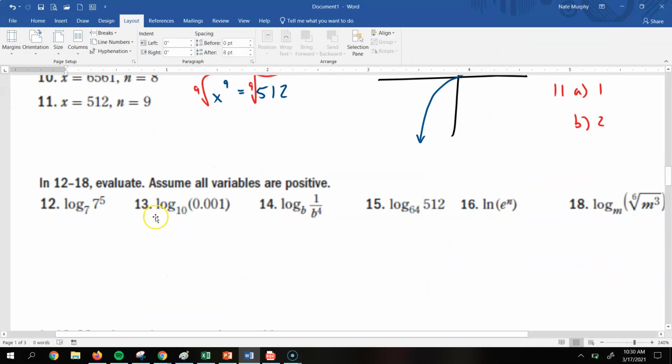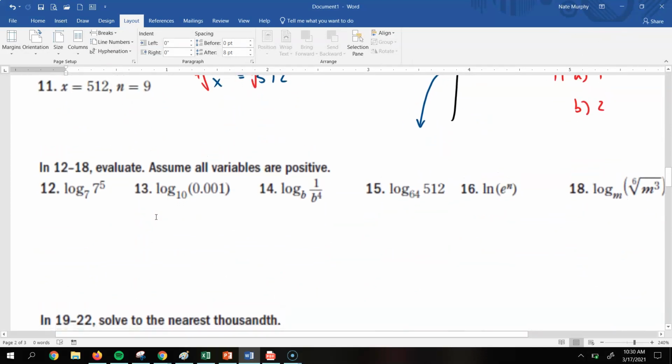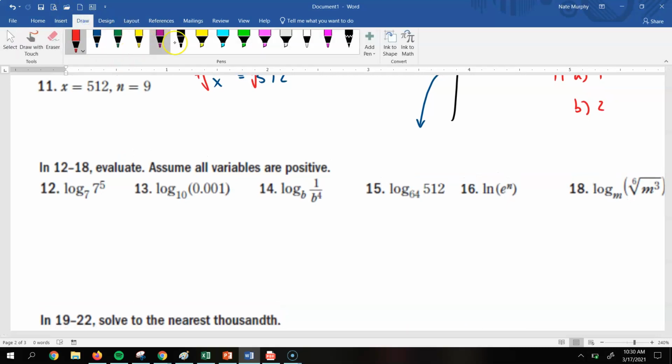All right, let's look at numbers 12 through 18. Let's look at number 12. Anytime the base for a logarithm and the value inside have the same base with an exponent, your answer is just the exponent. Because again, we're trying to figure out what exponent we would apply to 7 to get 7 to the 5th. Well, the exponent we'd apply to 7 would just be 5.